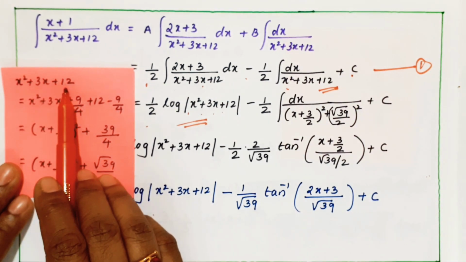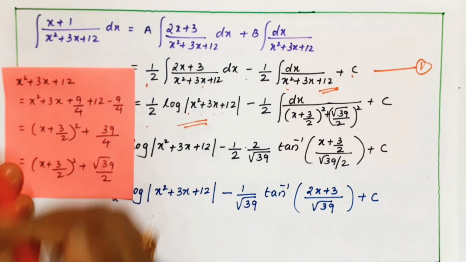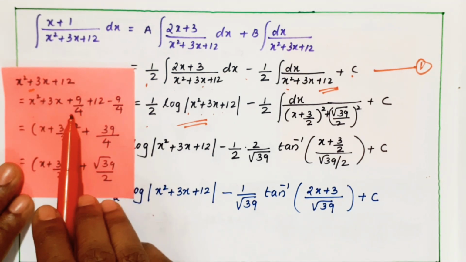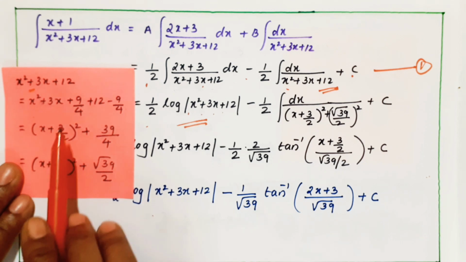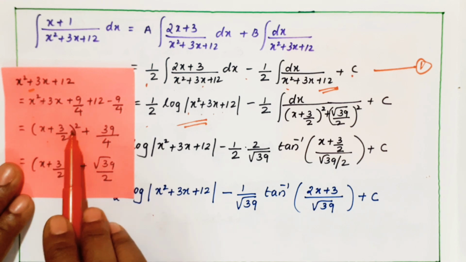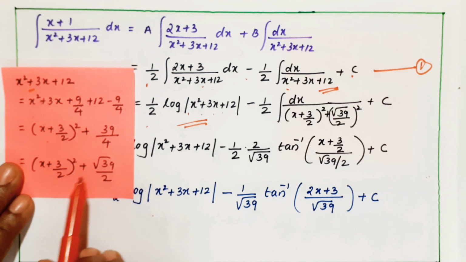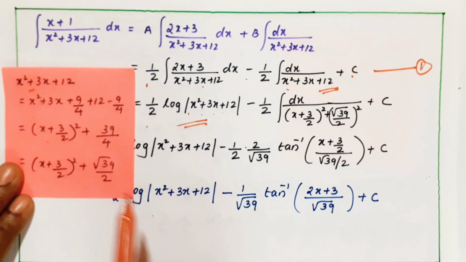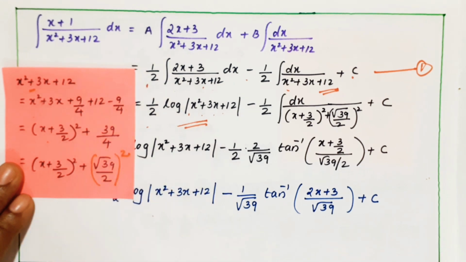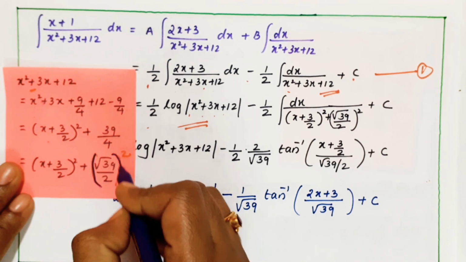x square plus 3x plus 12, you can make it in the form of a plus b the whole square or a minus b the whole square. As here the term is plus, I am trying another form: x square plus 3x plus 9 by 4 and minus 9 by 4. Adding plus 9 by 4, it is in the form of x plus 3 by 2 the whole square plus 39 by 4. x plus 3 by 2 the whole square plus, we can write this as root 39 by 2 the whole square.